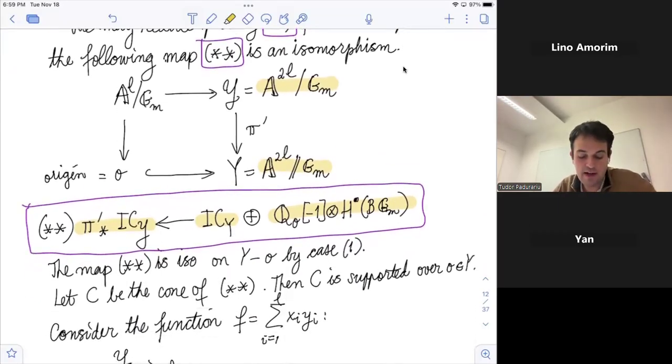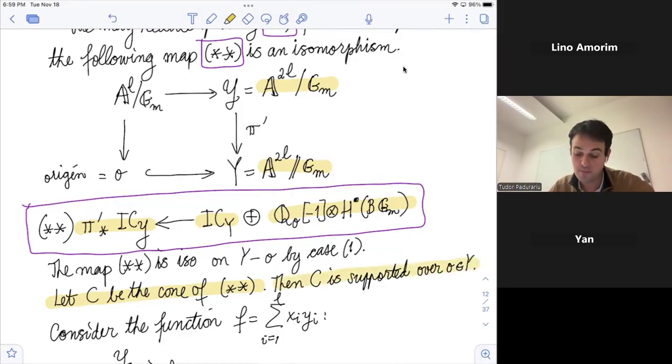So the map star is an isomorphism on the complement of the origin by case 1. These are points in the open U of stable points. So that's good. Now the main step is to consider the cone of this map. The goal is to show that the cone is trivial. But we know that the cone is supported over the origin.